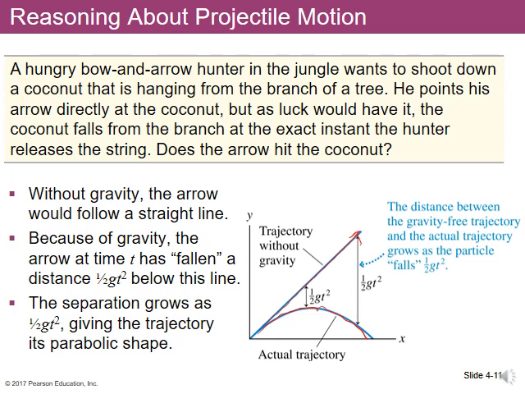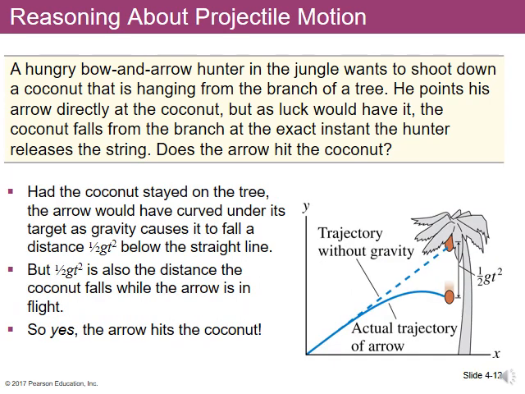What's happening to the coconut during this same time? Well, it's also falling, right? At the same time that the arrow is falling, it's in free fall. It's a projectile. The coconut is also in free fall. So the arrow and the coconut are both falling at the same rate.